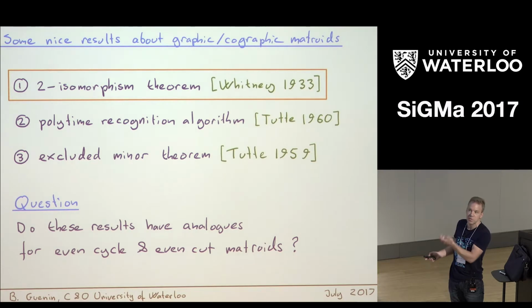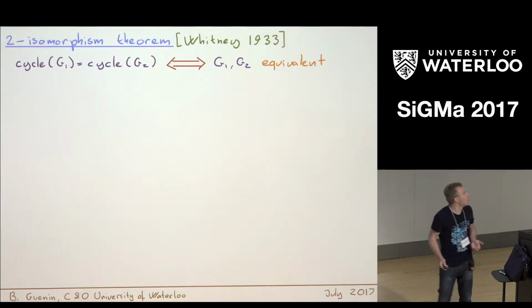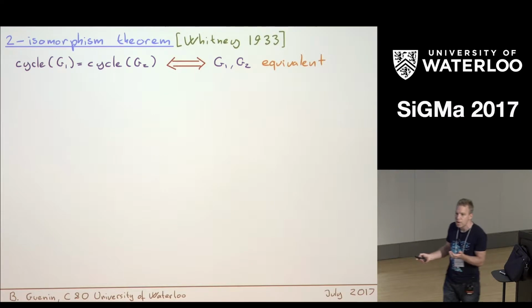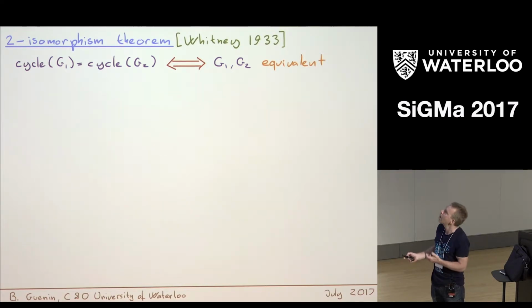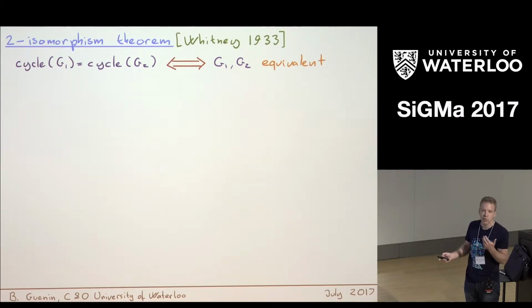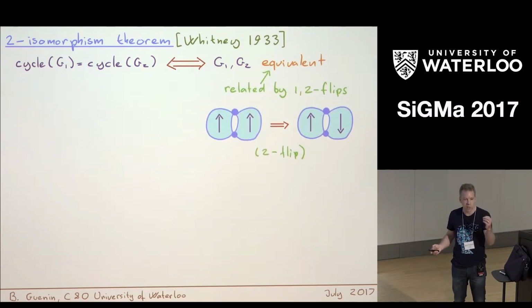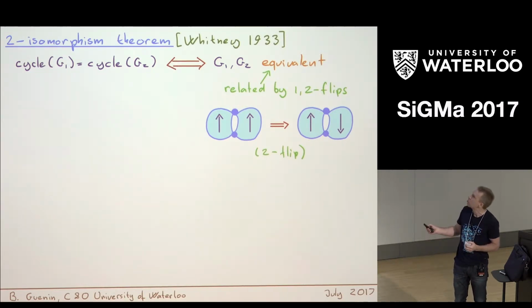So let's start with the isomorphism result. Let me remind you of what Whitney's isomorphism result is. It says that if two graphs over the same edge set have the same set of cycles, then those two graphs are equivalent. And what do we mean by equivalent? Well, we mean that we can rearrange the blocks or the components of the graph, or we can rearrange the graph along 2-separations in this particular way.